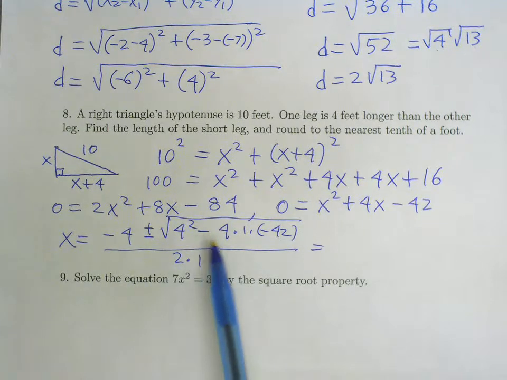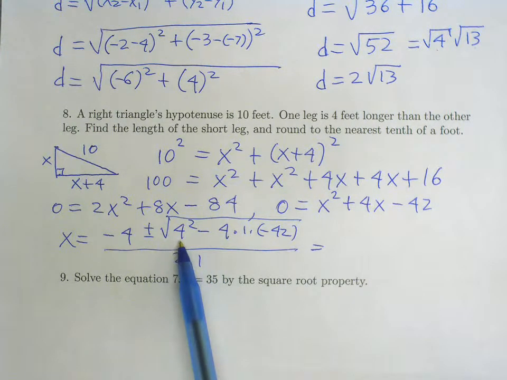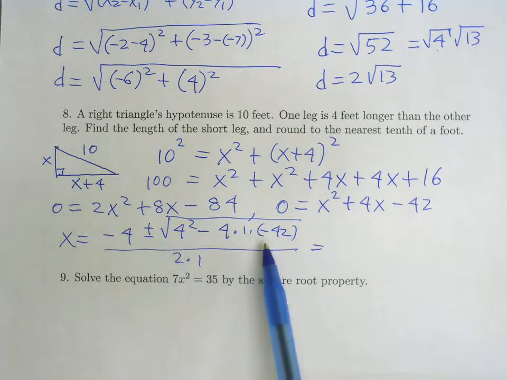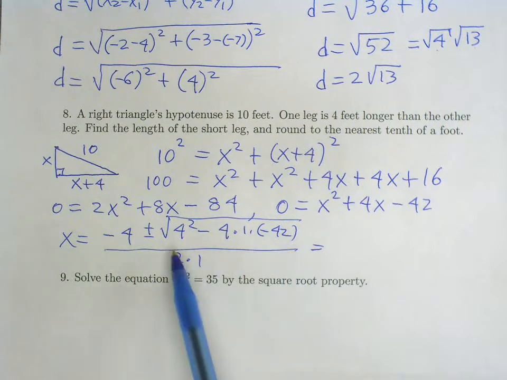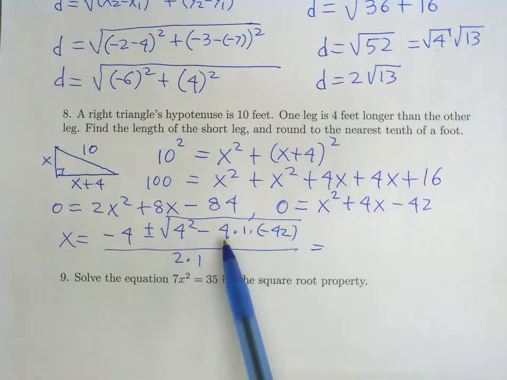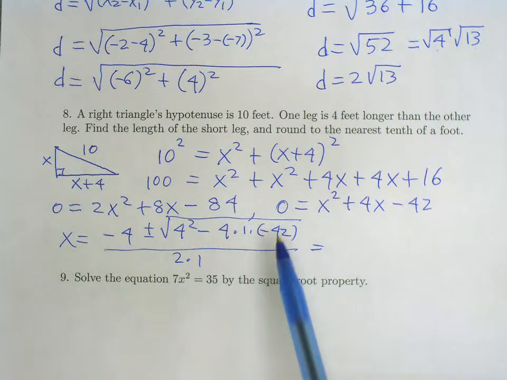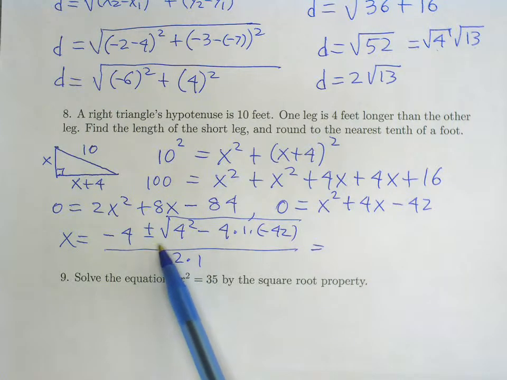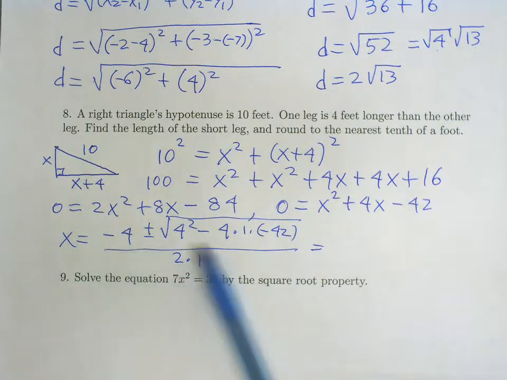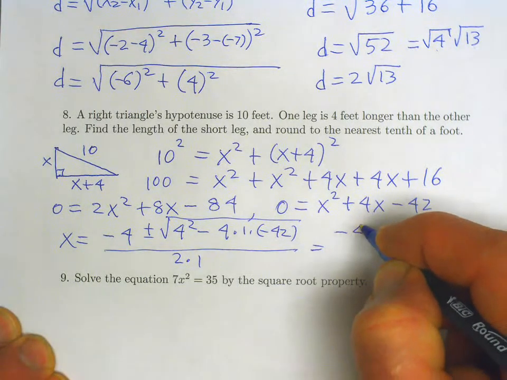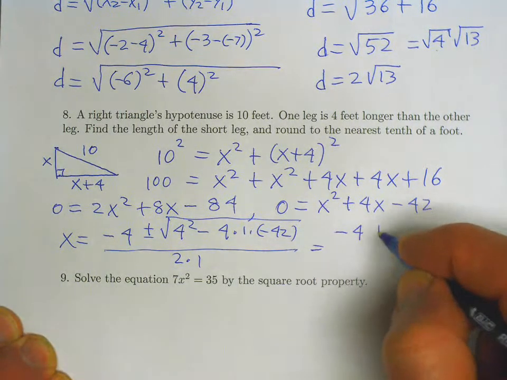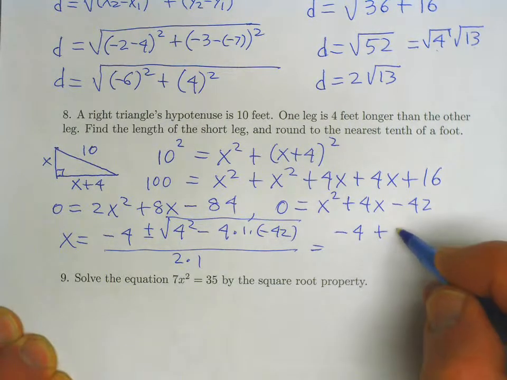Well, let's observe inside the square root, we have 4 squared, which is 16, and we're subtracting a negative number. We're subtracting negative 168. So this becomes 16 plus 168. And the square root of that number, when subtracted from negative 4, is going to be negative. But we don't want a negative solution. We want a positive solution. So I'll just write the solution we get when we have negative 4 plus the square root of this number.